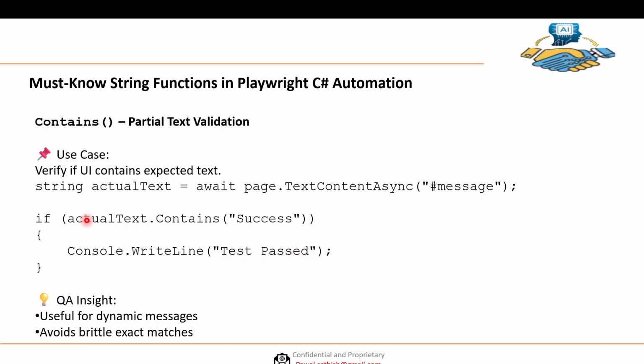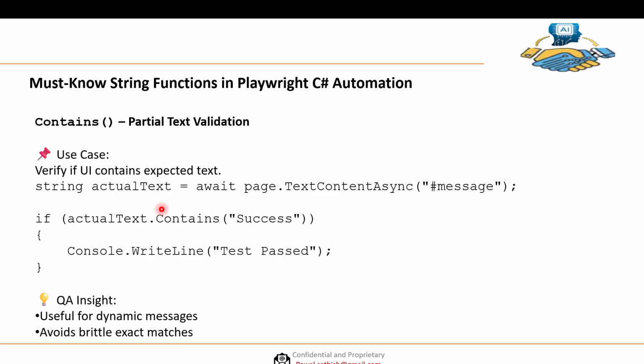Now if you see here, actualText is the text we extracted from the page object. Page is a Playwright object, and #message is a CSS selector. This is the Playwright syntax, and we are extracting the data from the page and storing it in actualText, and after that we are using the Contains method. It is useful for dynamic messages, and it will verify the partial text validation.